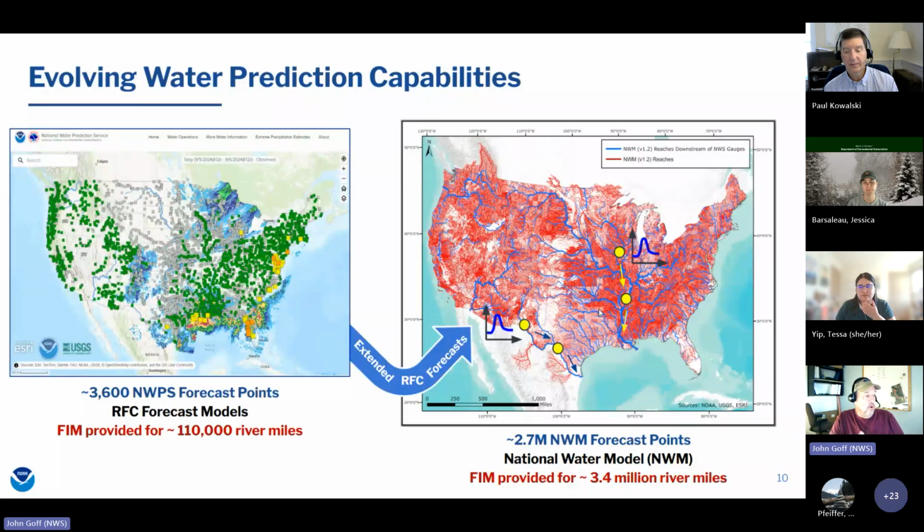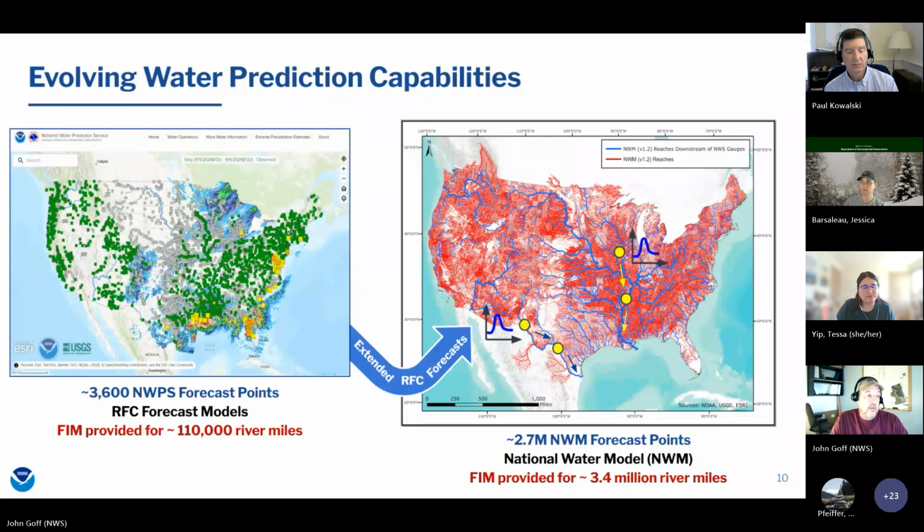So there are evolving water capabilities that we're getting here, right? All the way up to when we rolled out these water model services, we already had forecasting on our rivers and certain large streams. The left map, you've probably gone to a similar interface. This is our current one, the National Water Prediction Service site, where you can click on the river gauges and see the flows. That was about 3,600 forecast points or river gauges around the nation.